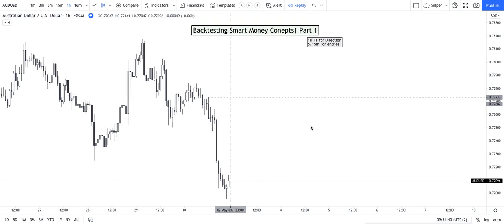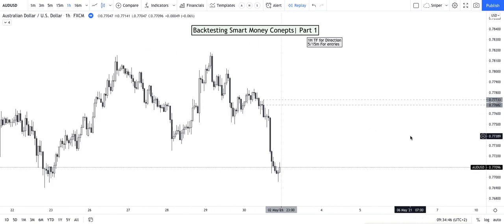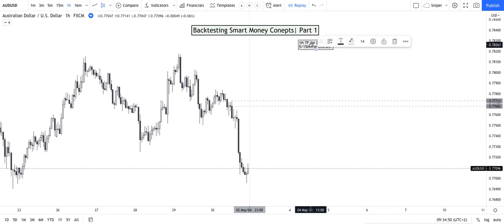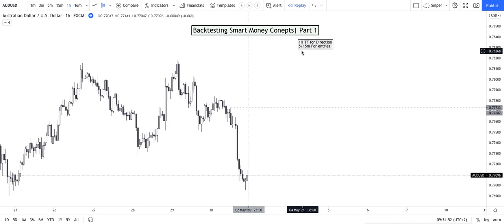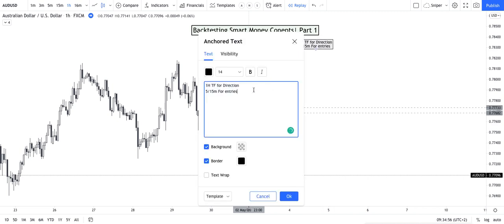Backtesting smart money concepts, part 1. This is going to be a clean, plain and simple example of how we can backtest smart money concepts by just using the 1H time frame, just looking at the 5-minute and 50-minute for entries. And we will mostly be looking at order blocks and previous highs and lows for liquidity.